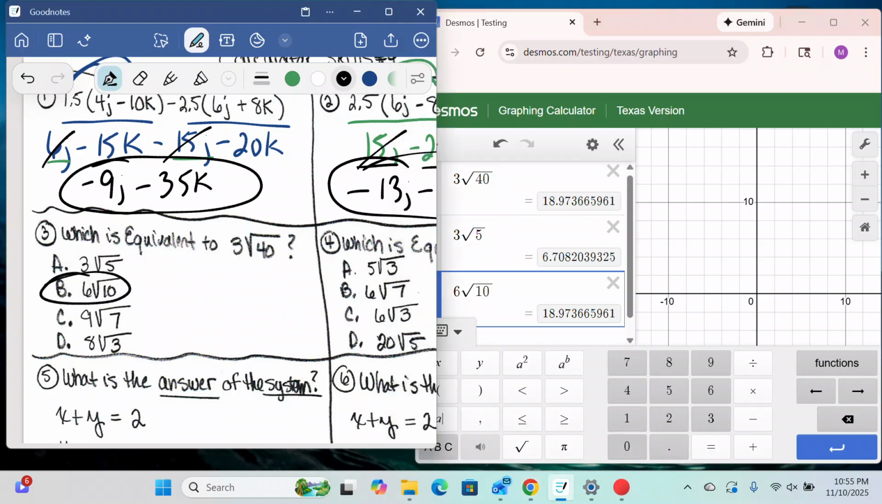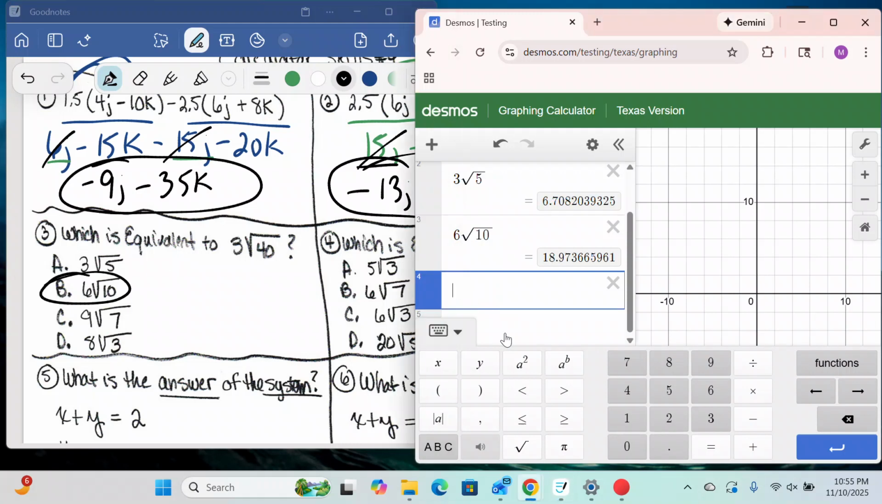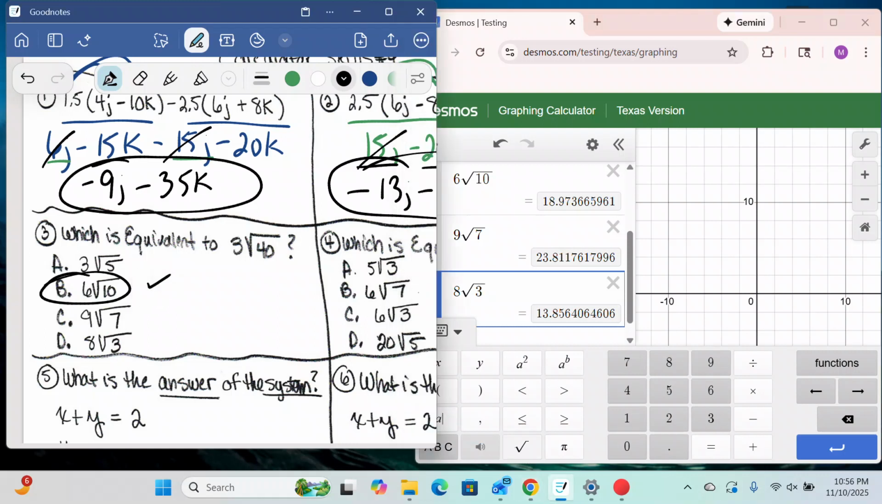But again, I want to check every single problem to make sure they are not equal. The next one would be 9 square roots of 7. Not equal. 8 square roots of 3. Not equal. And don't forget the square root is right here. You can do some common ones like absolute value, or they give you absolute value. But once again, the only one that's equal is 6 square roots of 10, which is equal to this one.